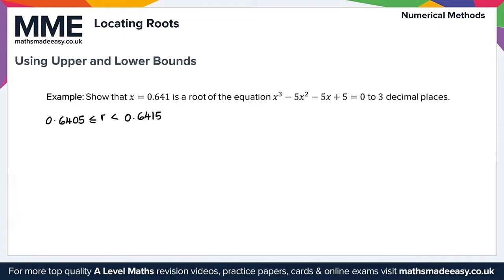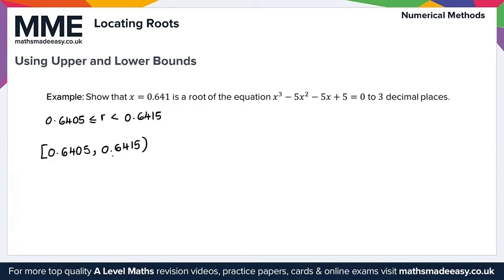Now, a root lies in the interval here of 0.6405 to 0.6415. Okay, so in that case, what we need to simply do here is show f of 0.6405 and f of 0.6415 have different signs. Okay, and we know this will work because our polynomial here, our equation, is continuous. Okay, this is a continuous function.